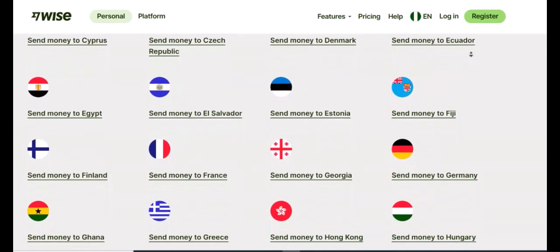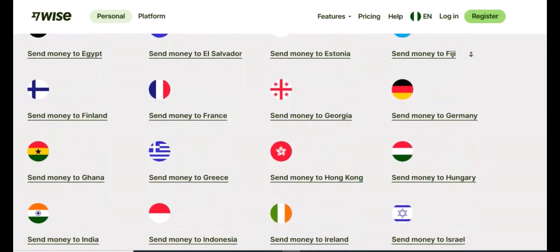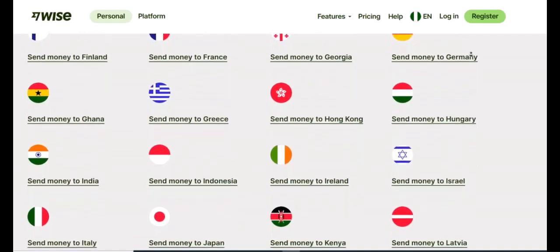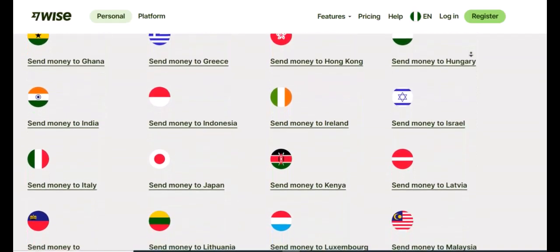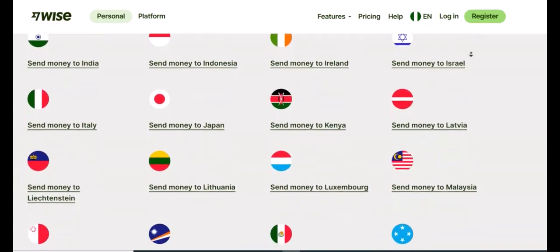Common account numbers you'll encounter with Wise. Let's look at some of the most common currencies and the typical format of their account numbers when you use Wise's local account details.